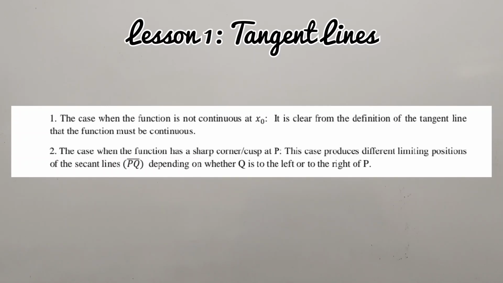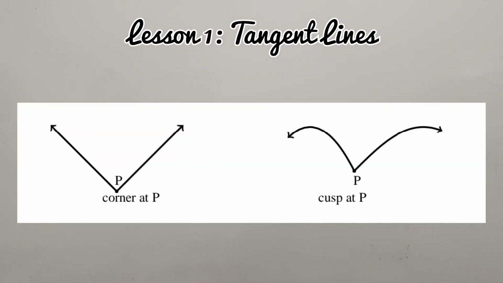Second, the case when the function has a sharp corner or cusp at P. This case produces different limiting position of the second line PQ, depending on whether Q is to the left or to the right of P. If these are the graphs of the function with corner at P and cusp at P, tangent lines do not exist. After validating if the tangent line does really exist or not, the endeavor in calculus will not stop there. We will go beyond and get the equation of that line.